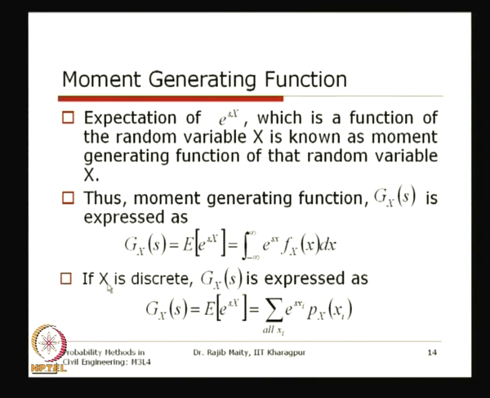This is for a continuous variable, which is why we took this integration. Now if x is discrete, then G x is expressed in a similar way to how we express the expectation of a function of a discrete random variable. It is the summation over all x i of e power s x i multiplied by the value of the probability at those respective points.